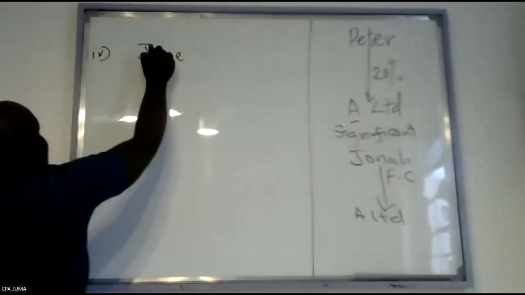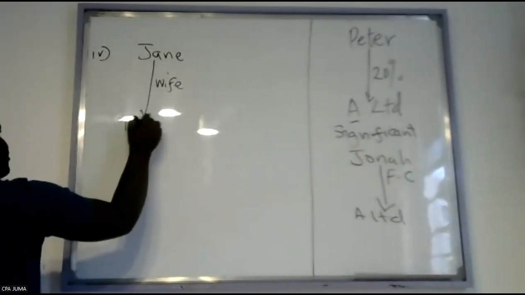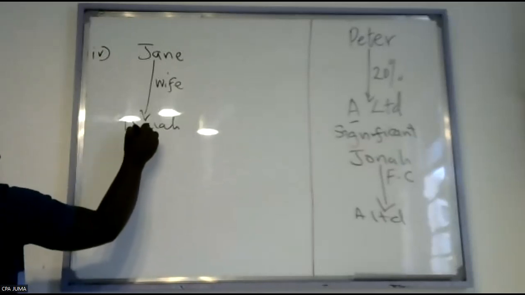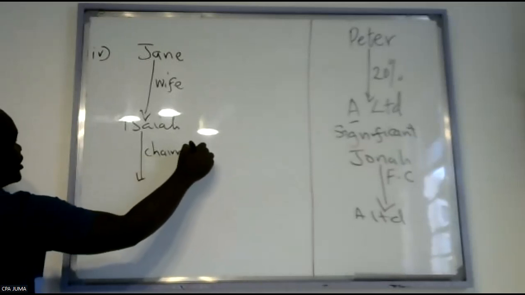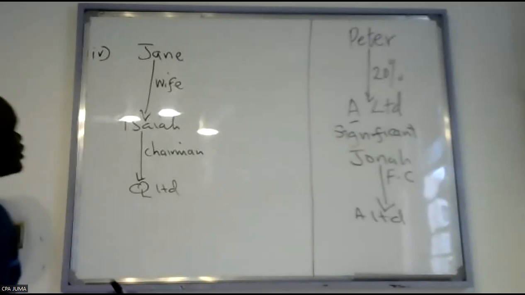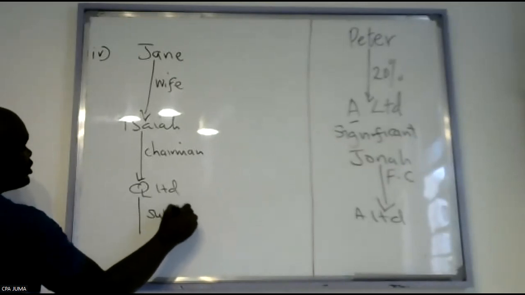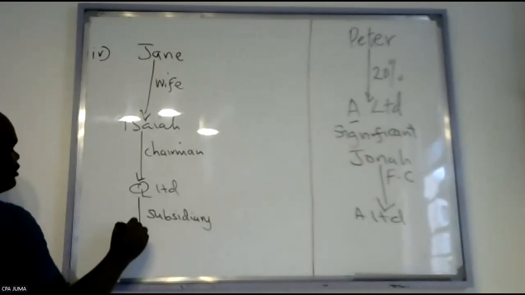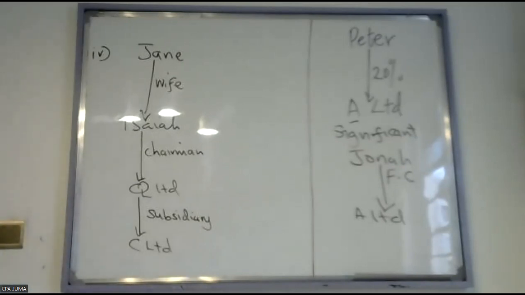Jane, the wife of Isaiah. Isaiah is the chairman. Isaiah is the chairman of Q Limited. And who is Q Limited? Q Limited is a subsidiary of C Limited. The subsidiary of C Limited.